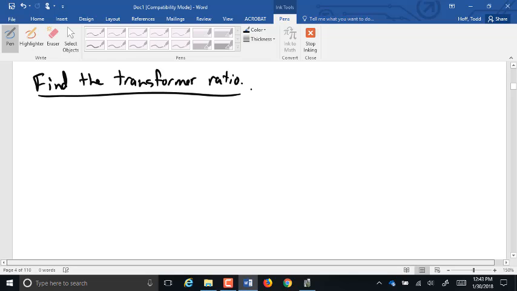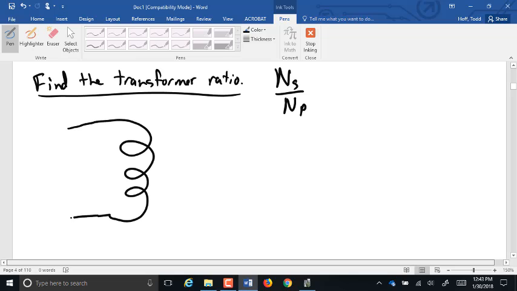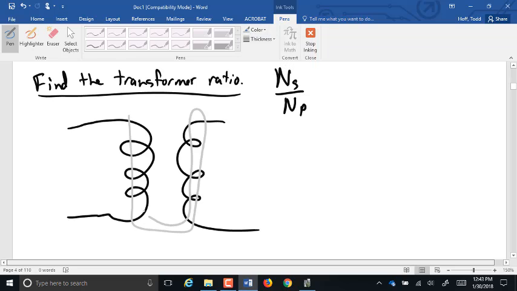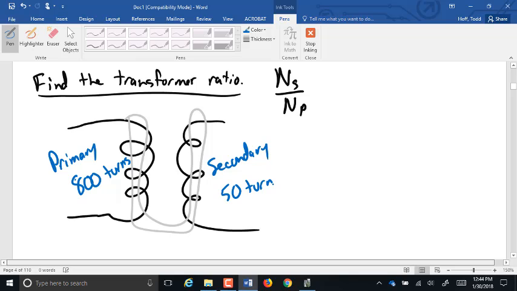So find the transformer ratio if the primary side has 800 turns and the secondary side has 50 turns.